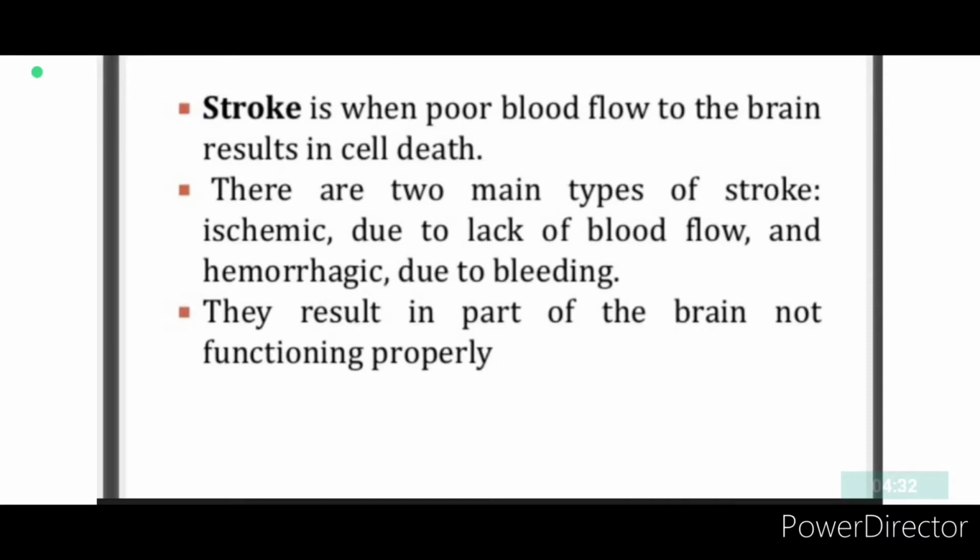Stroke. Stroke is when poor blood flow to the brain results in cell and tissue death. There are two main types of stroke. First, ischemic, due to lack of blood flow, and second, hemorrhagic, due to bleeding, due to loss of blood. They result in part of the brain not functioning properly.